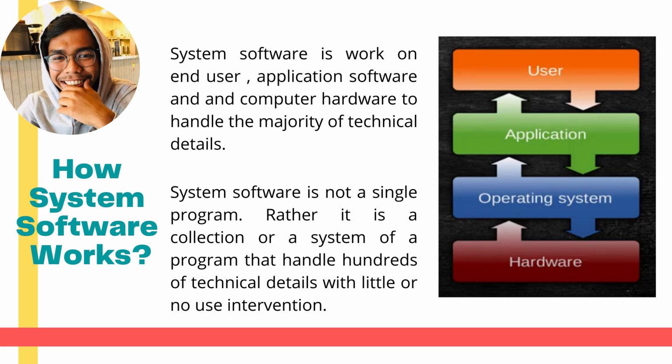Now, we go to the types that we have for system software. Here, we have operating system, device drivers, programming language translator, and utilities.